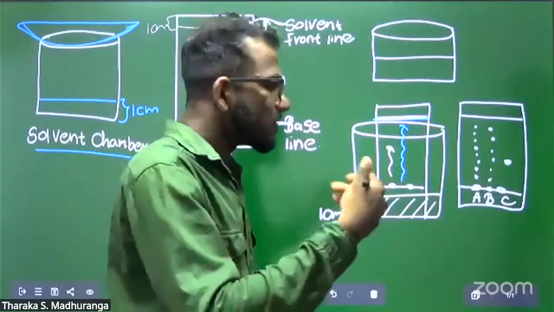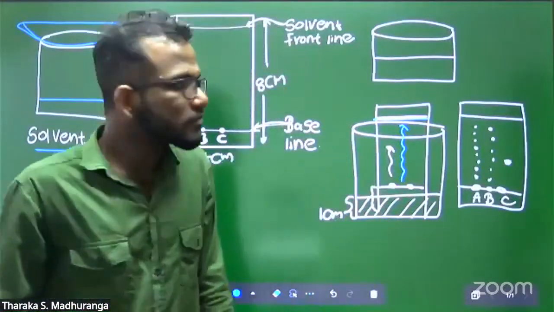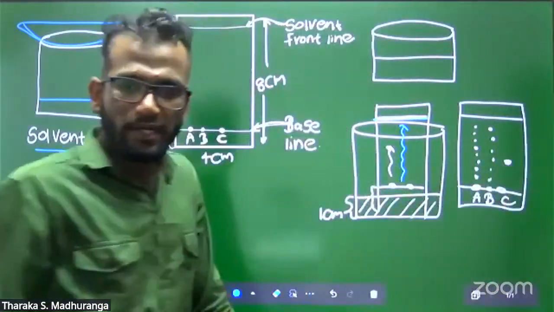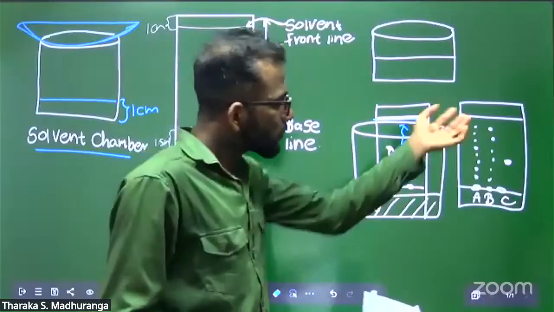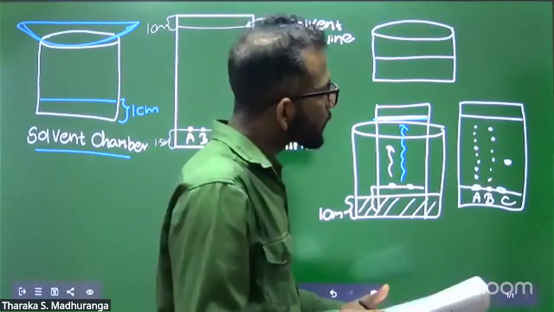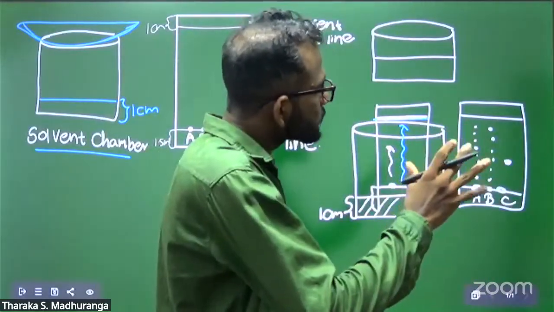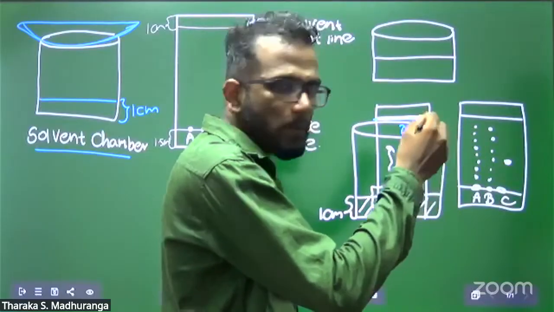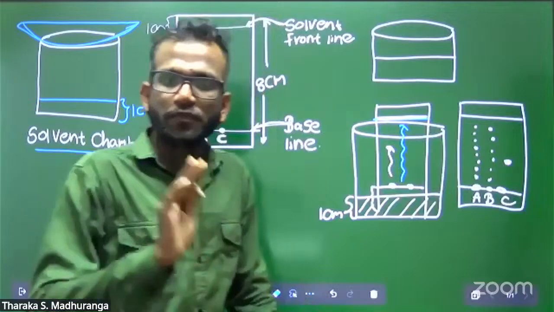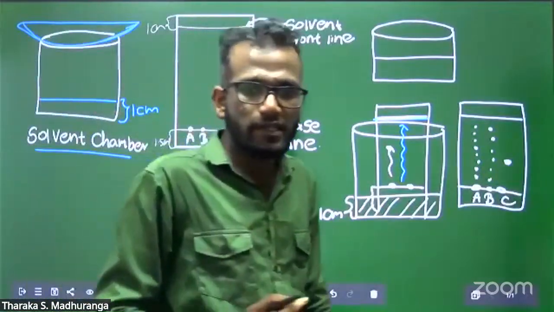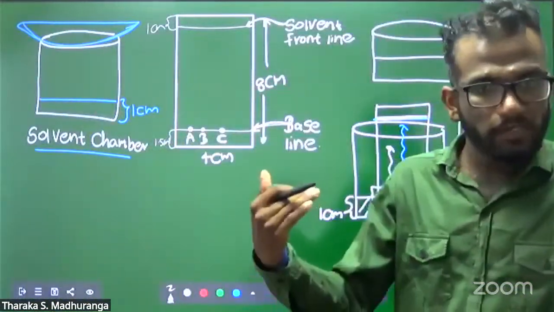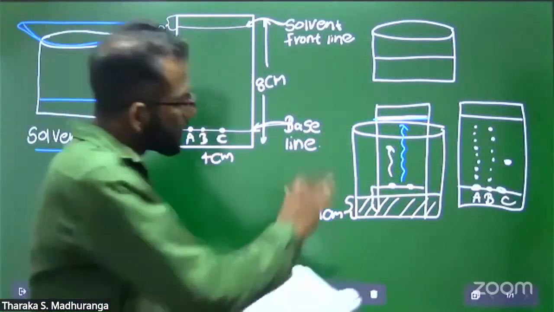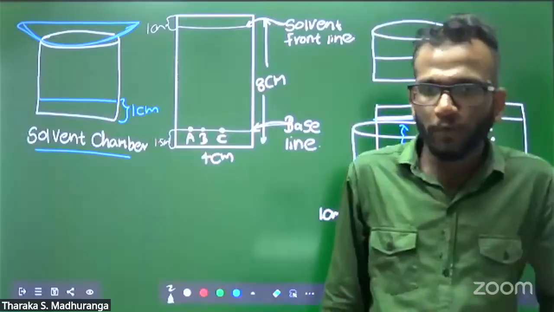After this practical, we can observe and mark these points with visualizing agents. When we observe, we can mark these points by pencil for easy calculations. Now I will explain what a calculation is. That's the full paper chromatography.